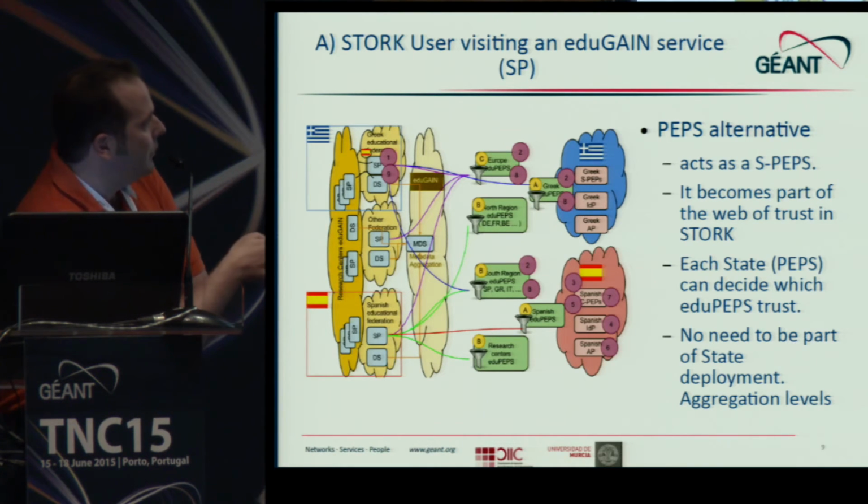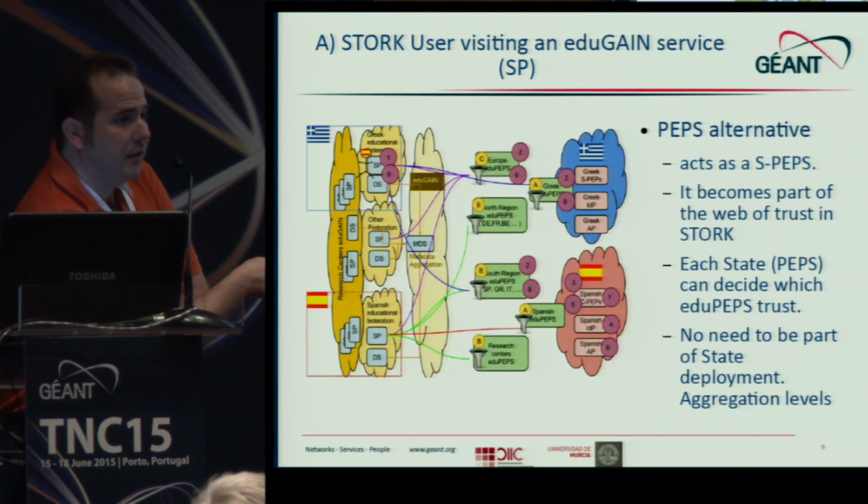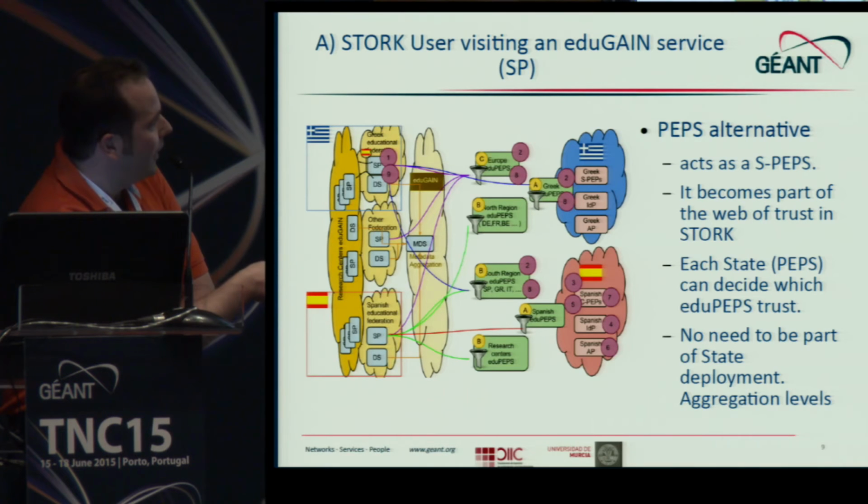This eduPEPs, which is acting as a PEPs, could be deployed at different levels. We could have, for instance, a Greek eduPEPs, which would be for all the Greek federations, and regional-level eduPEPs, for instance the North region, the South region, or research centers, whatever you like to combine. Or you could have a Europe-level eduPEPs, which would be the only one for all of them. Or you could have all of them and then have your policies, of course, as you want.